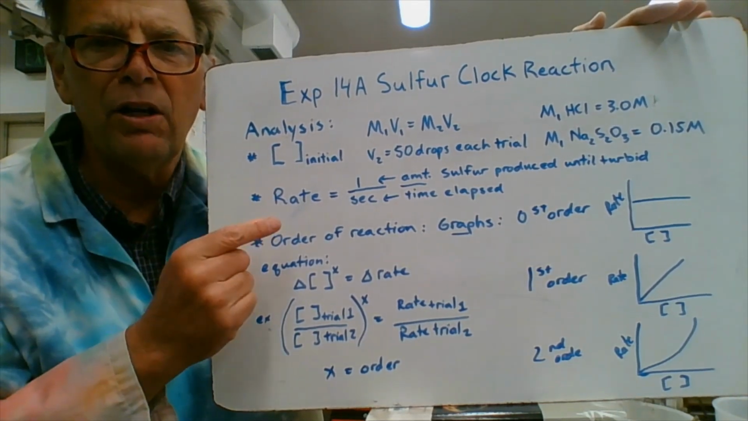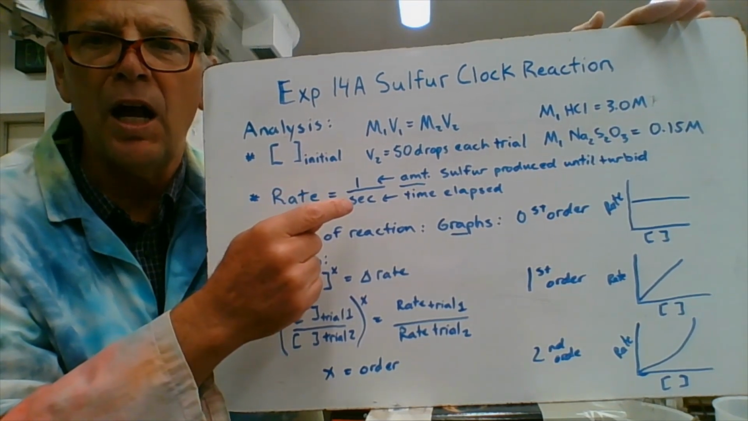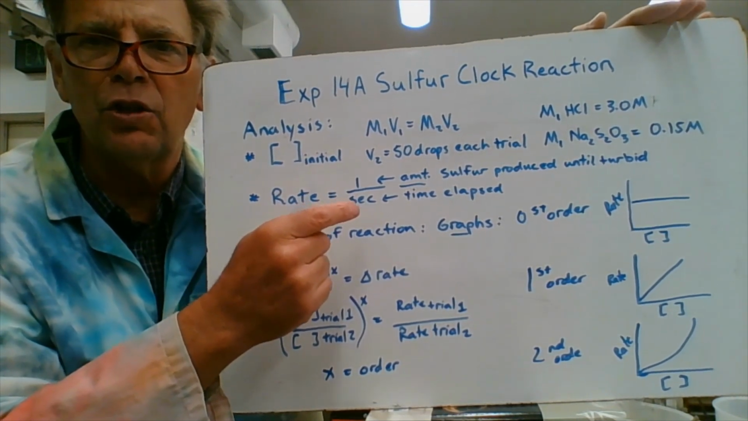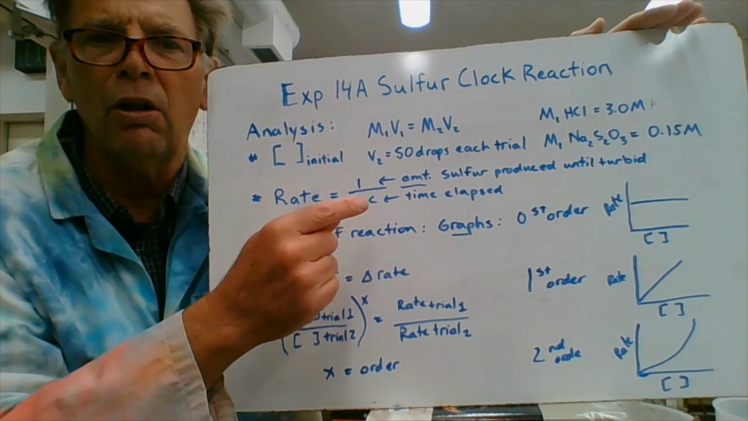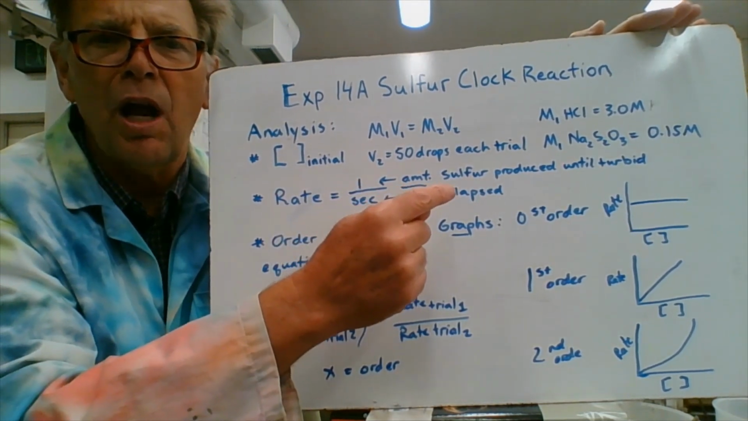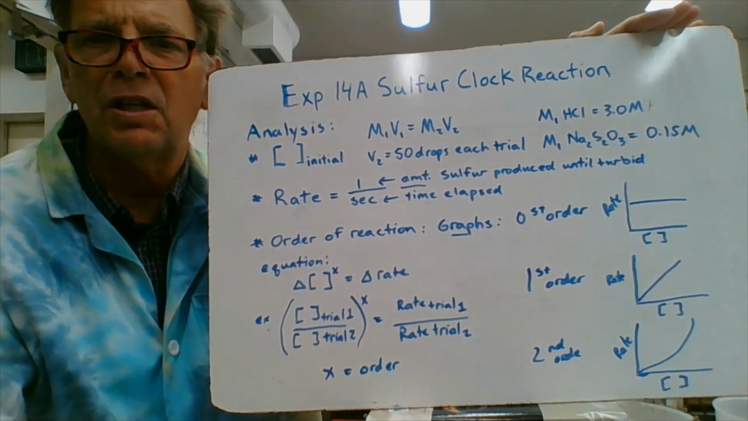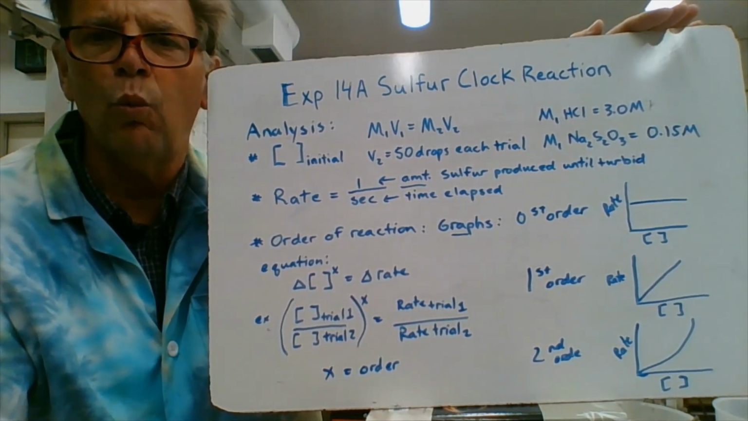We're then to calculate the rate. The rate is going to be simply the inverse of the time it took to produce a turbid solution that we couldn't see through any longer. 1 over time, where 1 equals the amount of sulfur that we made each time, and the time was obviously the time elapsed. Easy calculation: 1 over time.